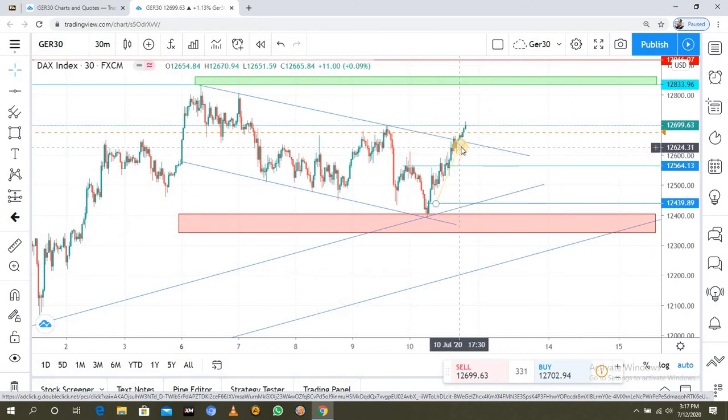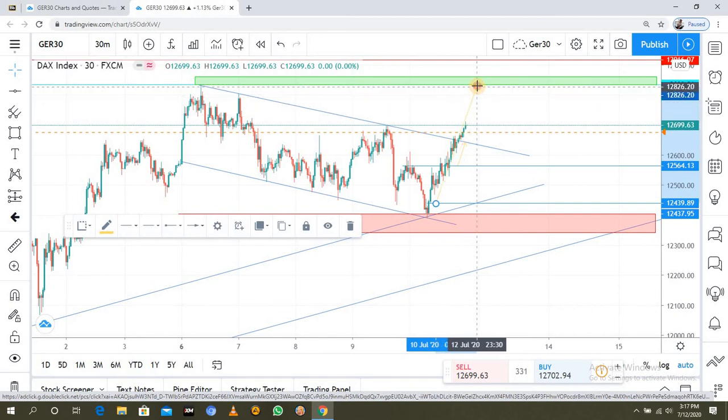So what are we saying? If maybe you bought down there and you are still holding, you take profit here. Take profit one is going to be 12,838.96, because we're targeting the market to break this.